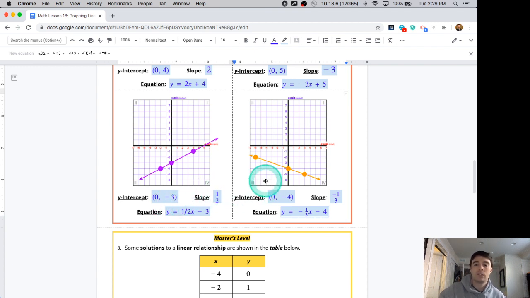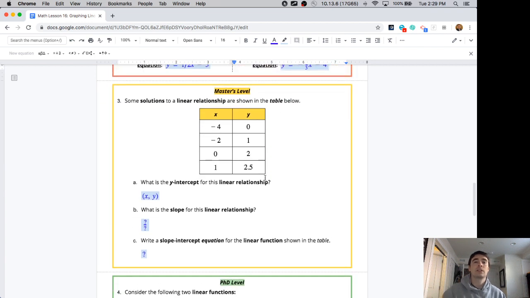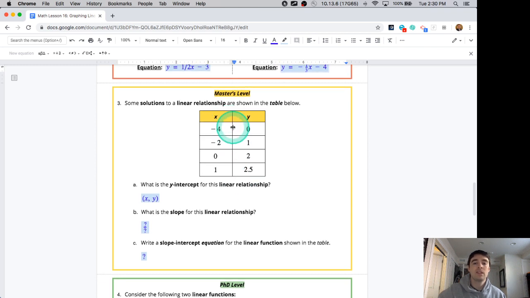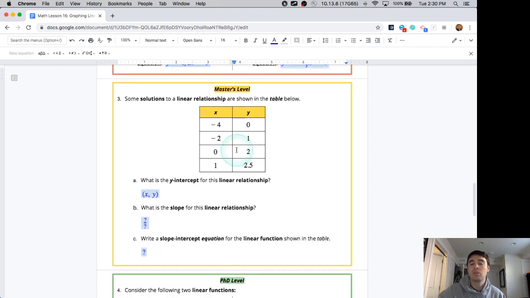And now for the master's level and the PhD problems, we're going to take a look at linear tables. A linear table is very much related to linear graphs and linear equations, but instead of showing you an equation, or giving you a visual graph that has all of the solutions shown as a line, the table just picks out a few of the solutions from a graph, or maybe they found them from the equation, and then they list those solutions in a table. This could also be like when you're a scientist gathering data for your relationship, and you're going to organize it in a table before you try to make a graph and before you try to find an equation to match that graph.